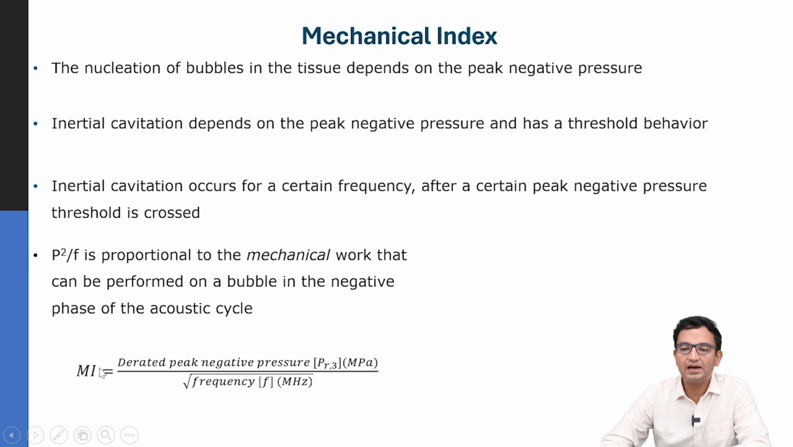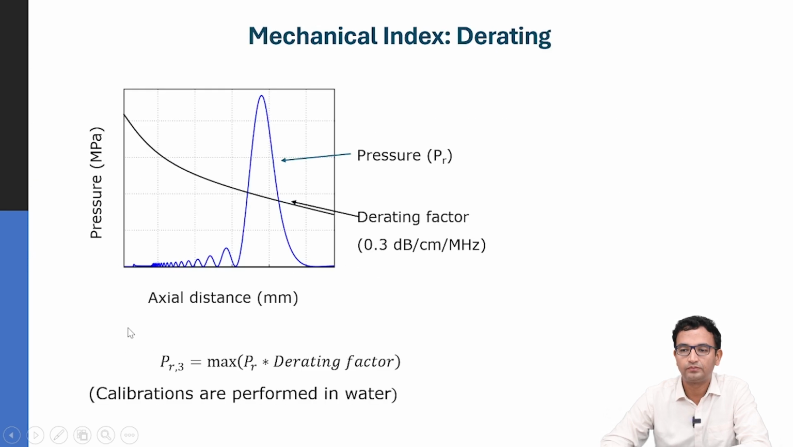Now, why is it called mechanical index? It is called mechanical index because of p squared by f. So here we have p by square root of f, but it's just related to this. So p squared by f is proportional to the mechanical work that is performed on a bubble during the negative phase of the acoustic cycle. So that is why it is related to the mechanical work, and thus the name mechanical index.